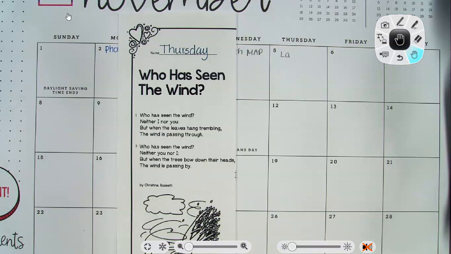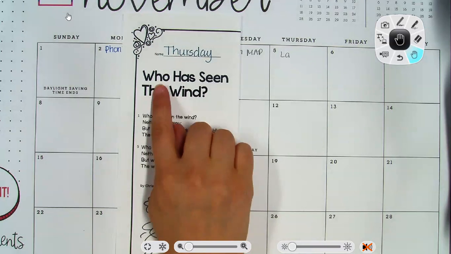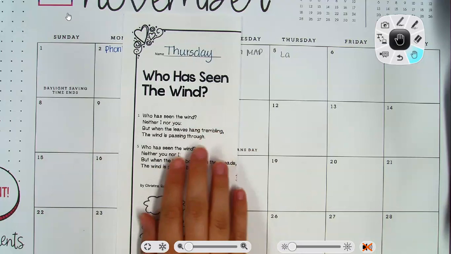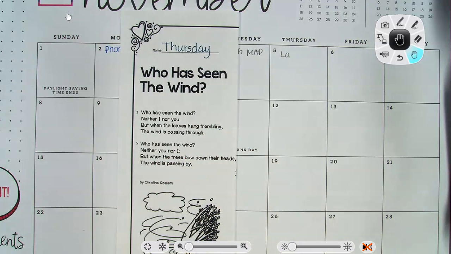I'm going to read it one more time. Have you seen the wind? Who has seen the wind? Neither I nor you. But when the leaves hang trembling, the wind is passing through. Who has seen the wind? Neither you nor I. But when the trees bow down their heads, the wind is passing by.